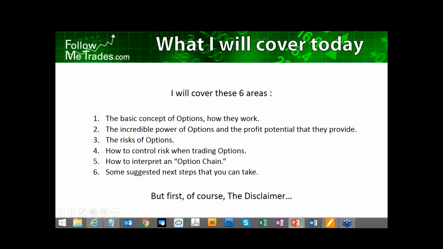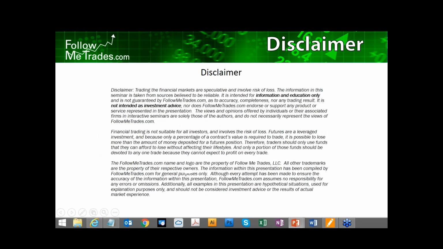that you can take. But first, of course, we always have a disclaimer. And that disclaimer is I am not a financial advisor, I'm not a CPA, and I don't know your personal situation. So I'm providing information that I believe is as reliable as possible, but it's intended for information and education only. I'm not giving you any specific trade advice. Okay, we got that out of the way.